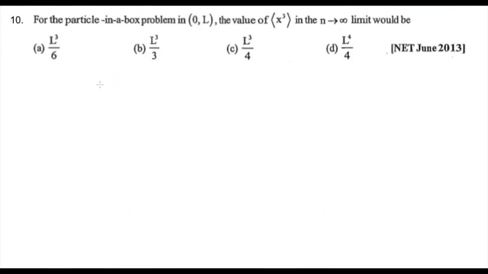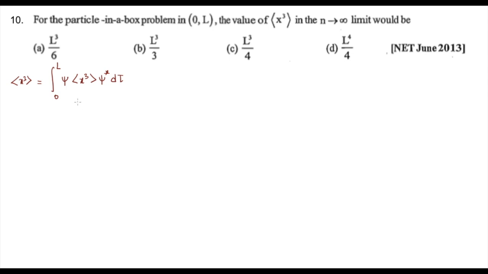So how are we going to solve this? First of all, we'll start from the integral, and we are doing it from 0 to L. Let's say the wave function is psi, so it is psi star x cube psi d tau. That's how we are going to solve it, right? Because we have to find the average value of x cube.